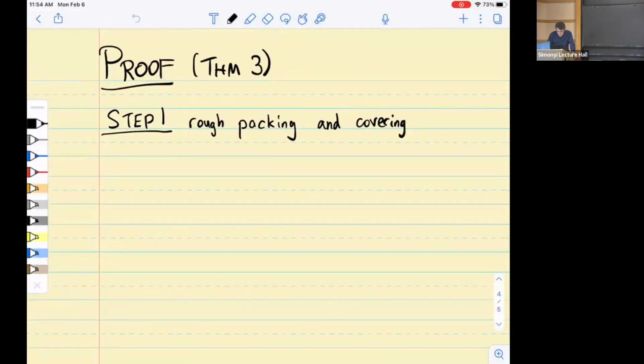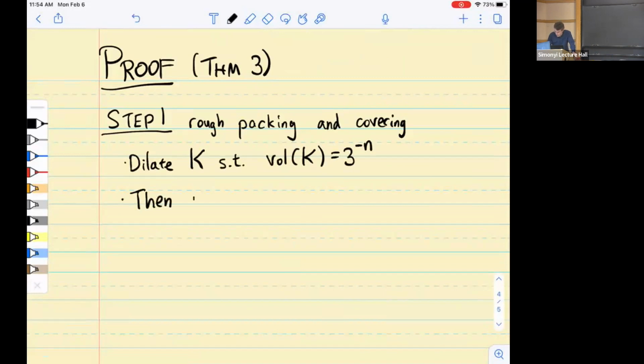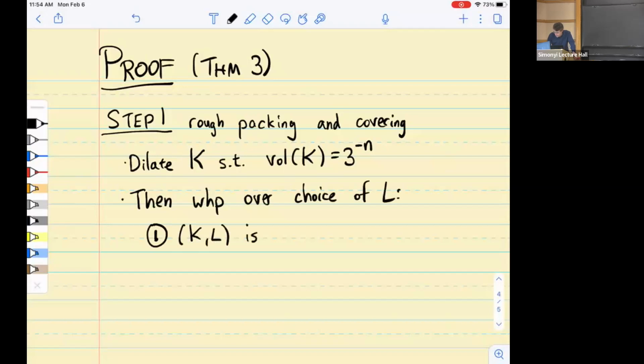So the first thing I do is dilate K, my body. You think of a Euclidean ball, but it could be anything, such that the volume of K should be very small, maybe like 3 to the minus n. And then, again, this is kind of standard. Then with high probability over the choice of L, again, we always take a random lattice, two things hold. The first thing is that K + L is a packing, like we were showing before. And this is where I start using properties of random lattices.